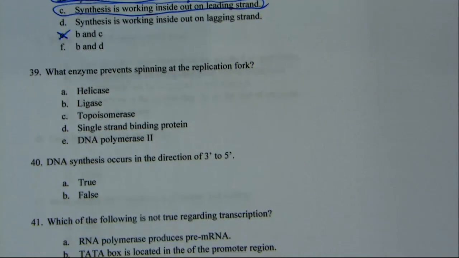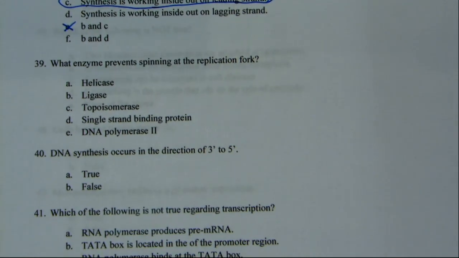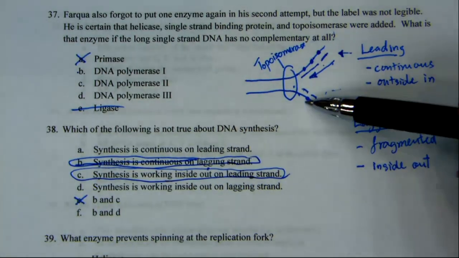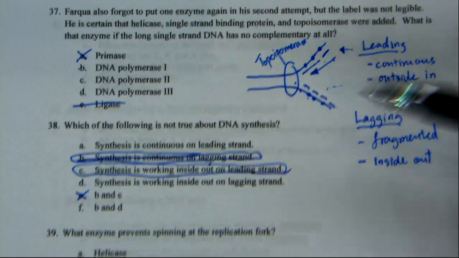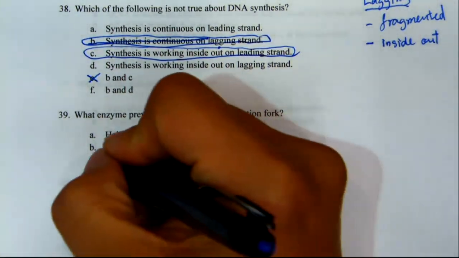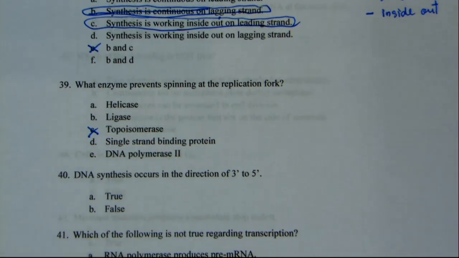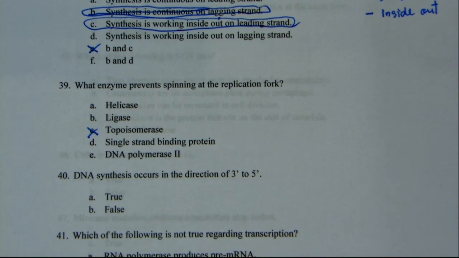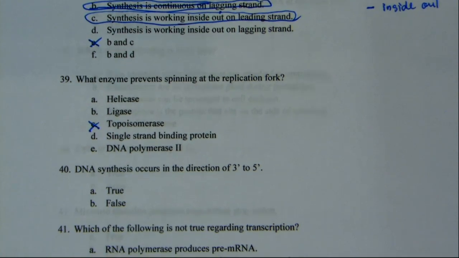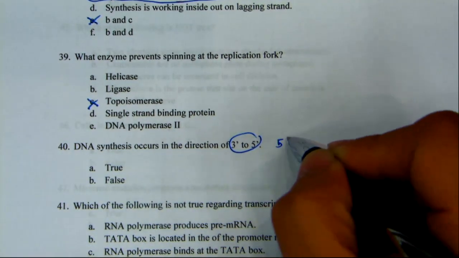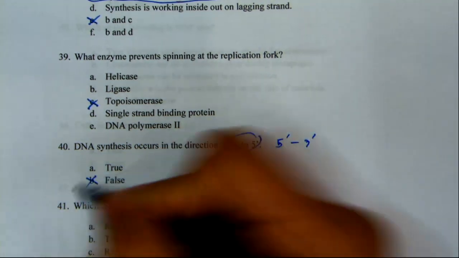Number 39. What enzyme prevents spinning at the replication fork? We already covered that a while ago. Topoisomerase. So I don't even have to go into more detail, right? Topoisomerase. Next, DNA synthesis occurs in the direction of 3' to 5'. Is that correct? It is from 5' to 3', right? So actually this one is false.